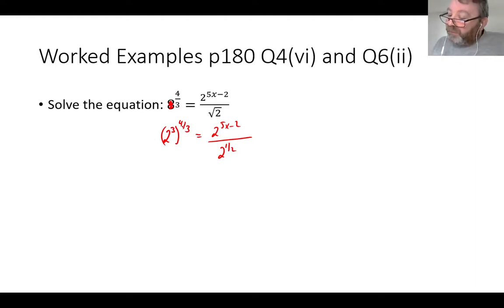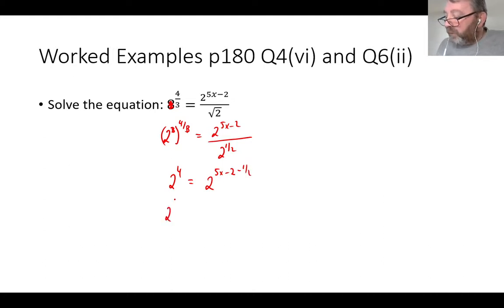There's a bracket separating two numbers. What happens when I multiply 4 over 3 by 3? It becomes 4. The 3's will cancel. So you get 2 to the power of 4 on the left-hand side. On the right-hand side, what's the rule? If you're dividing the same base, keep the base, subtract the powers. So 5x minus 2 minus a half.